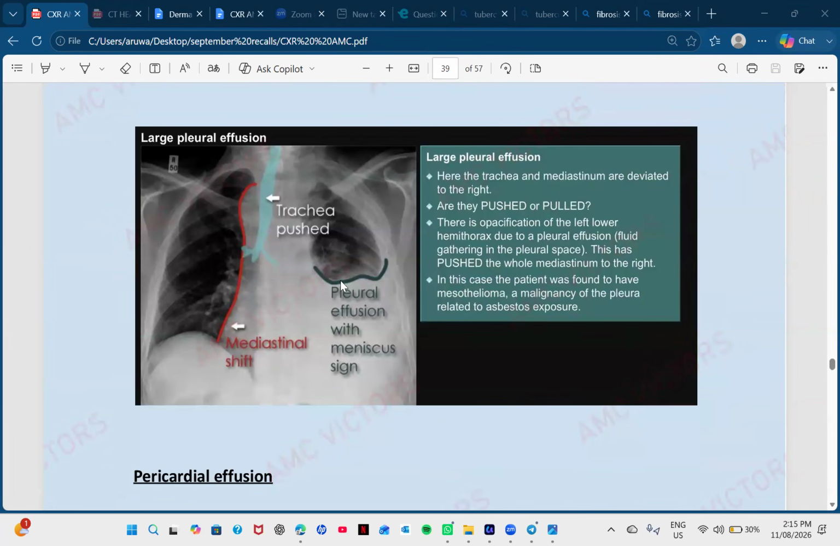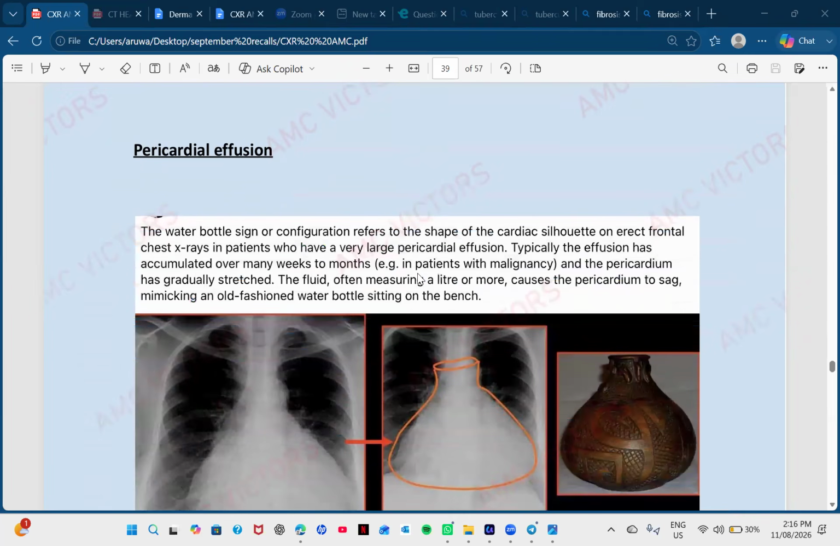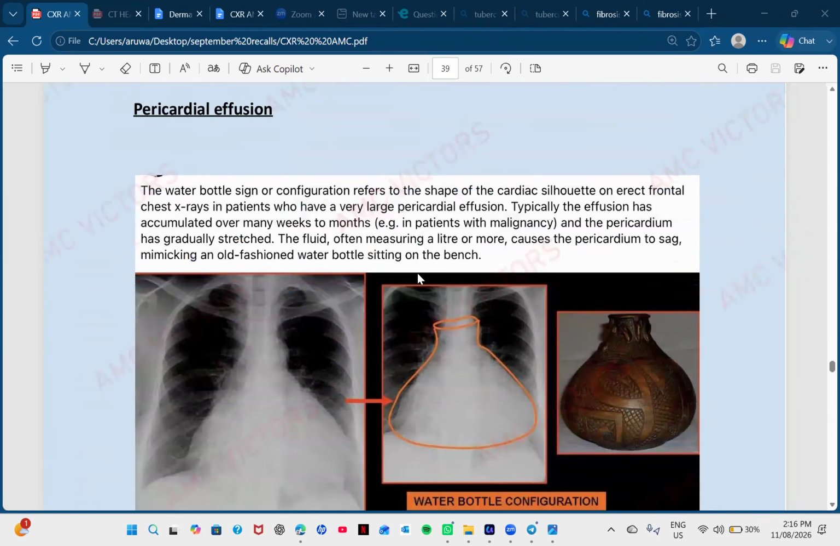Large pleural effusion. Here, the pleural effusion has a meniscus sign. The mediastinum will shift because of the pressure. The mediastinum goes away, think like that. Otherwise, there can be confusion with pneumothorax and hemothorax. In this pleural effusion, which side is the tracheal deviation? Because of the pressure, it should be pushed, so it goes outward, right? Think that way.